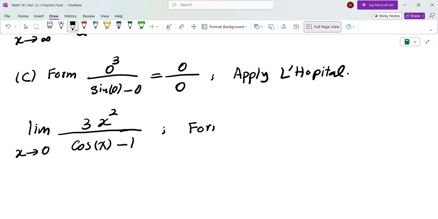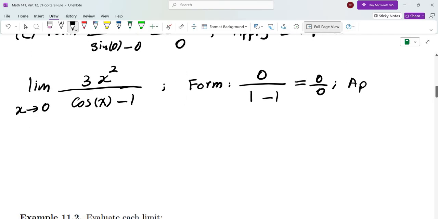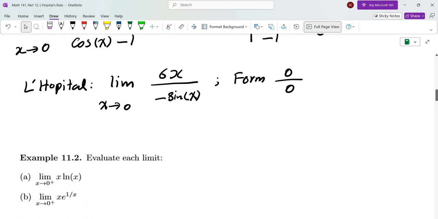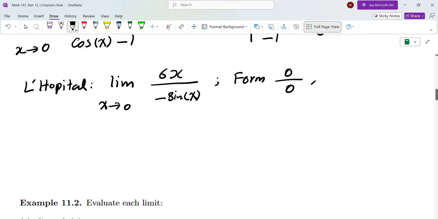Now, what is the form of this one? As x approaches 0, the numerator becomes 0. The denominator is cosine of 0, which is 1, minus 1. So that's also 0 over 0. So again, we can apply L'Hopital's rule again. So that gives us the limit as x approaches 0. The derivative of the numerator is 6x. The derivative of the denominator is minus sine of x. Now, what's the form of this one now? Again, it is 0 over 0 because sine of 0 is 0. 6 times 0 is also 0. So that means we can again apply L'Hopital's rule.